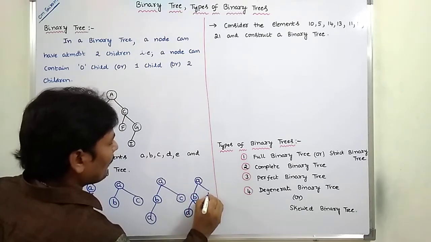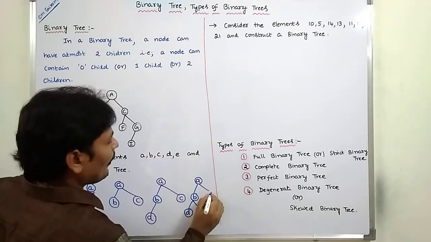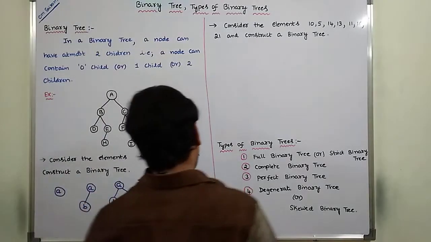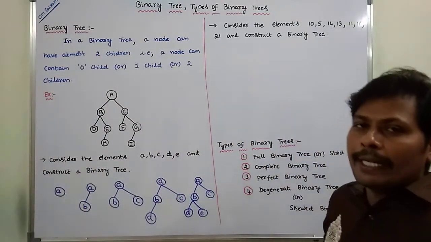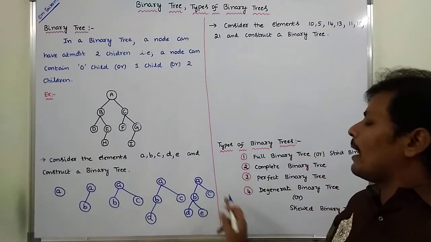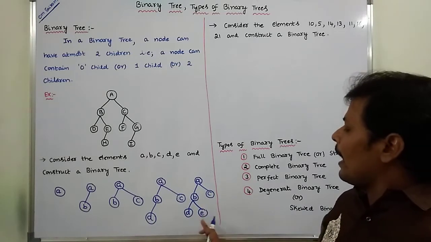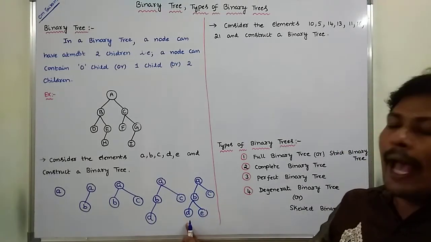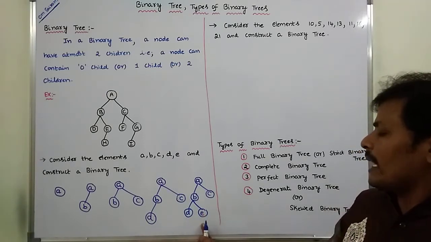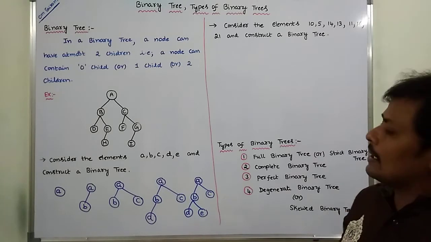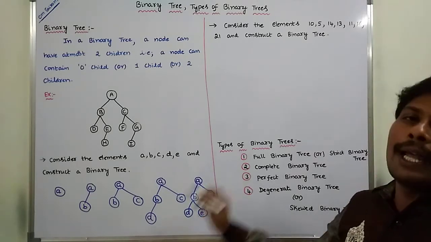So this is the binary tree we get after inserting all the elements. Now we have to check whether it is a binary tree or not. Node A has 2 children, B and C. Node B has 2 children, D and E. Node D has 0 children. Node E has 0 children. Node C has 0 children. Now it is a binary tree.